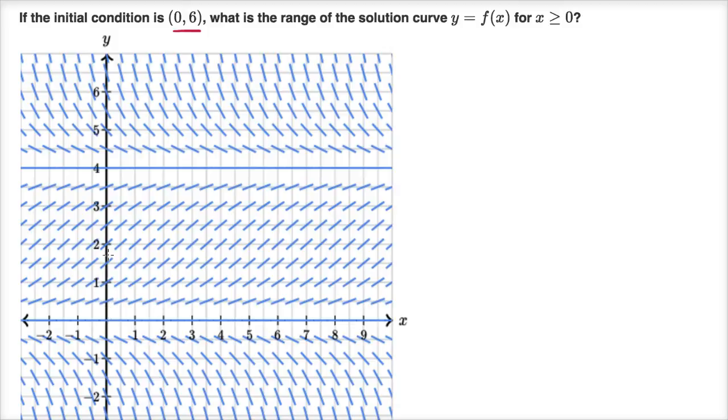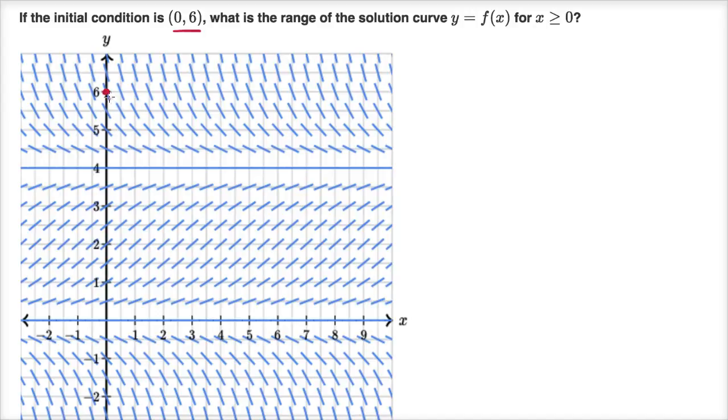So let's see, 0, 6. So this is part of the solution. And we want to know the range of the solution curve. So the solution curve, you can eyeball a little bit by looking at the slope field. So as x, remember, x is going to be greater than or equal to 0. So it's going to include this point right over here.